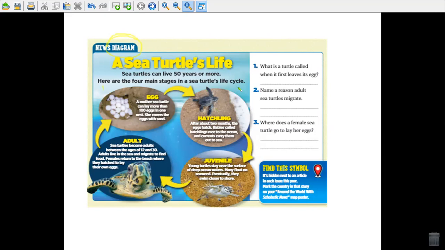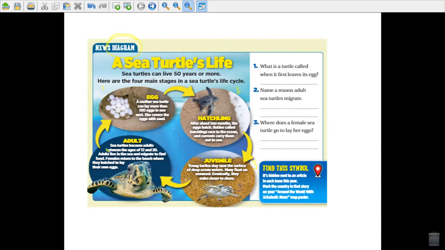Next, it is a hatchling, step number 2. After about 2 months, the eggs hatch. And the babies, called hatchlings, race to the ocean, and currents carry them out to sea. That is so sweet. If you've ever seen that before, oh my goodness, I saw it happen on the beach. Oh, the sweetest thing in the world, you guys. You would love it. The next stage, stage number 3, is the juvenile stage. And that's when the young turtles stay near the surface of deep ocean waters. Many float on seaweed and eventually they swim closer to shore. So this is when they stay close to the surface.